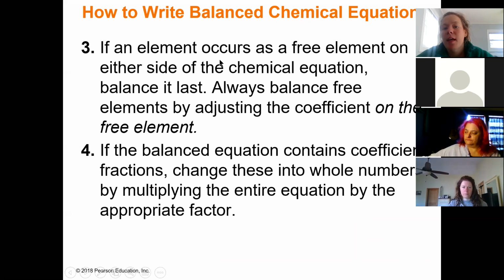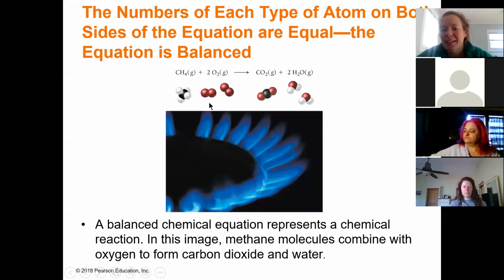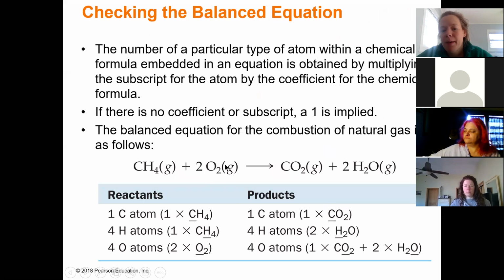This one's a good one. If an element occurs as a free element on either side, meaning it's by itself or it's a diatomic by itself, balance that last. Because if we're looking at this, I'm going to balance this thing last, because if I put a coefficient, it doesn't affect anything else, right? If I put a coefficient here, it affects not only the oxygen, it also affects the hydrogen. So if I leave this at the very end, I can just balance that, and I know it's not going to mess with any of my other things.